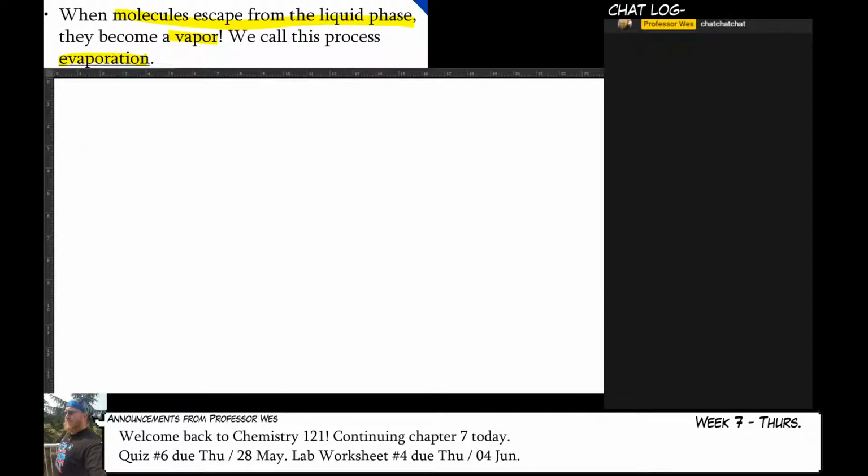And so we're going to go over here. We're going to draw a picture of a container that contains a liquid. So this is my liquid. And in my liquid are little molecules of the liquid. And they should all be the same size, but I can't draw.